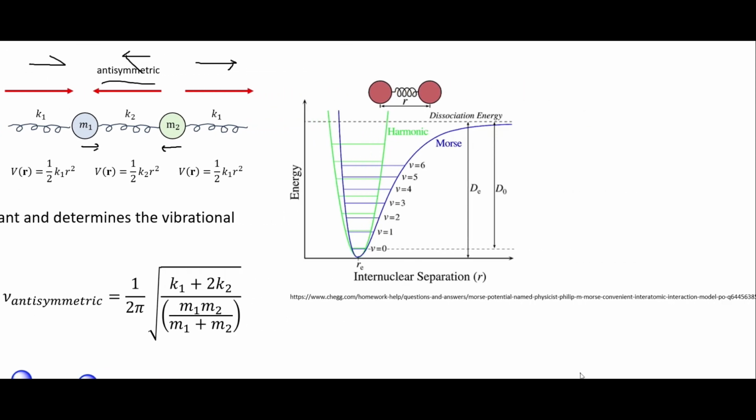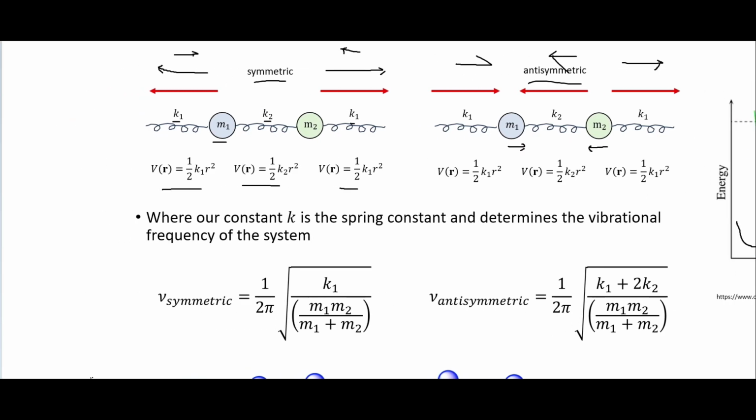A better potential for this would actually be the Morse potential, but since we're looking at vibrations way down here near the ground state, the harmonic potential is going to be a good approximation. And so we use the harmonic potential to model this. Like I said, this constant K is like the spring constant and determines the vibrational frequency of the system. So we have the nu symmetric and nu anti-symmetric, which are based on these.